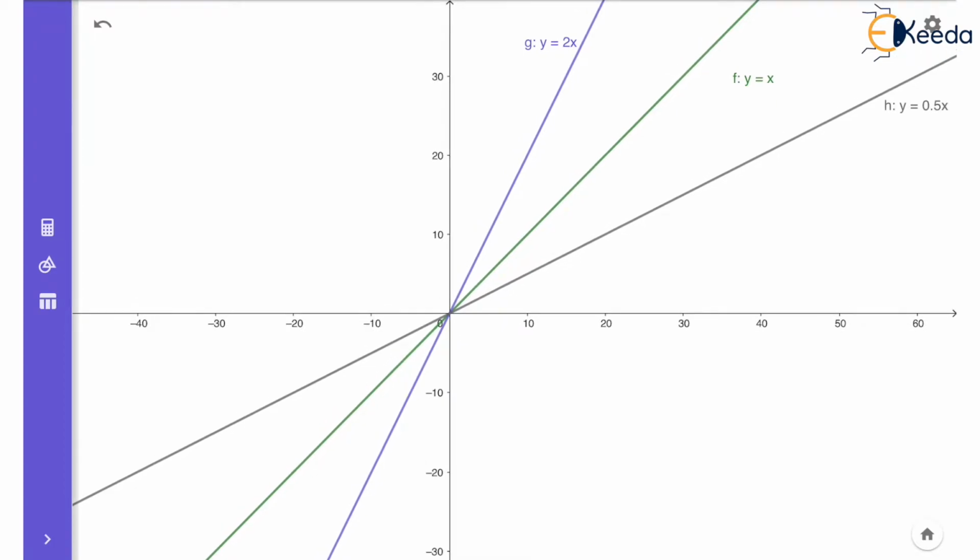Now, this is the third graph we have, that is h, where y is equal to 0.5x. In this case, we can see that the slope has gone down, and for respective values of x, we'll have lower values of y. For example, if x is equal to 10, we have a lesser value of y, maybe 5, and y equal to x gives 10, whereas y equal to 2x gives 20.